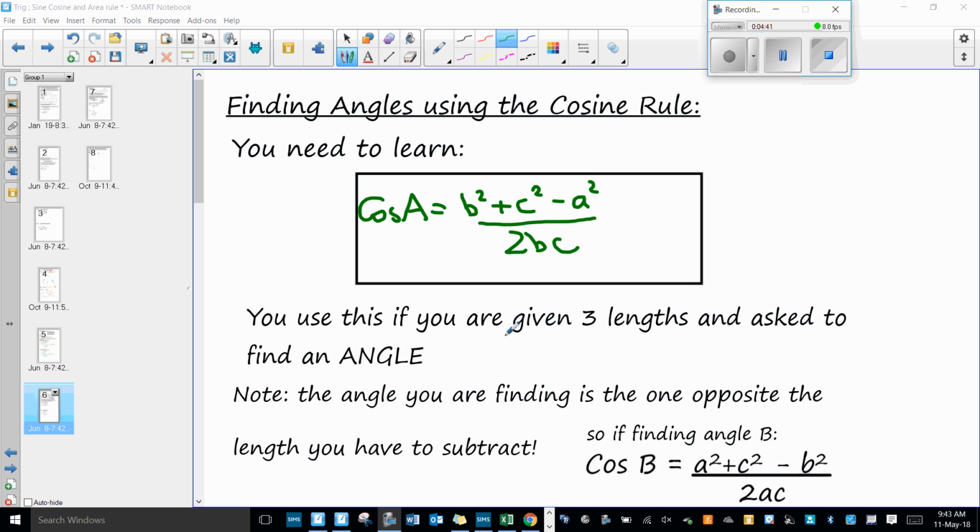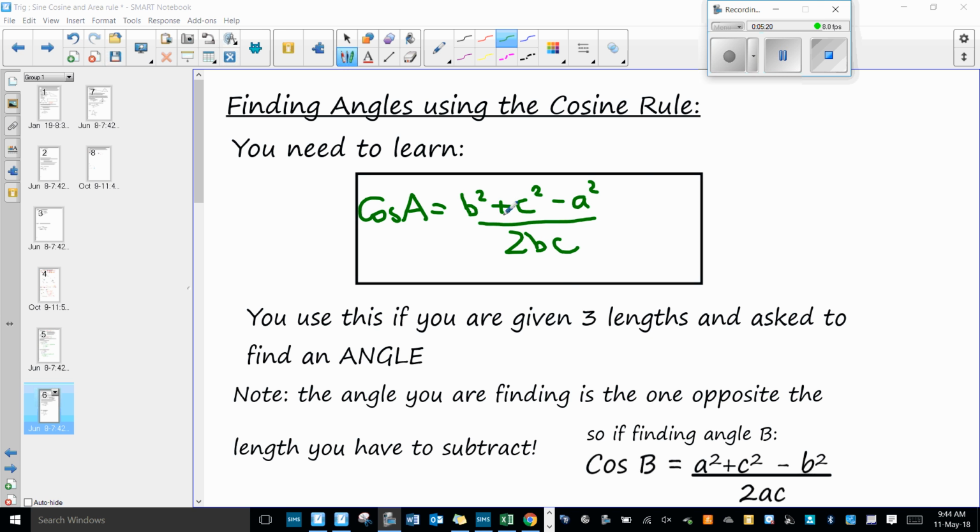If I'm trying to find an angle A, notice I'm subtracting the side length opposite it. The other two side lengths are squared and added, and these same two side lengths are on the bottom with the 2. So the formula is actually not too bad to remember if you link it that way, it's the way I link it. I've got my angle I'm trying to find. The side length opposite that is the one being subtracted. The other two are squared and added, and we're dividing by 2 times these two, whatever they were.